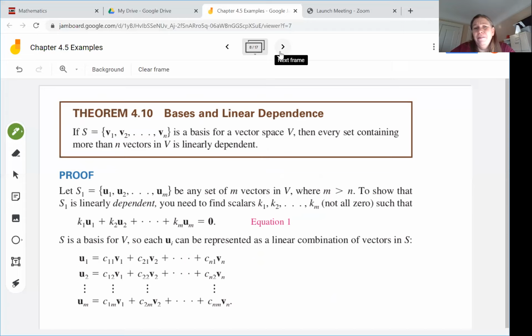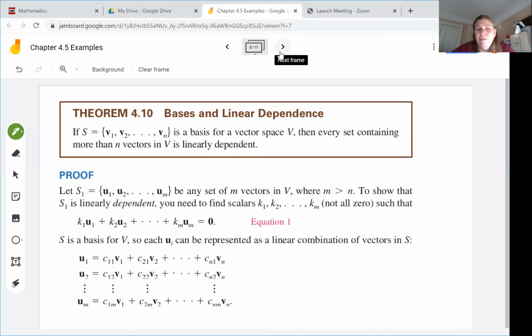Theorem 4.10 is about the relationship between bases and linear dependence. If S is a basis set of vectors v1 through vn for vector space V, then every set containing more than n vectors in V is linearly dependent. In our proof, we're going to let S1 consist of a set of m vectors, u1 through um, any set of m vectors in V where m is more than n. So m is greater than n. There are extra vectors in here.